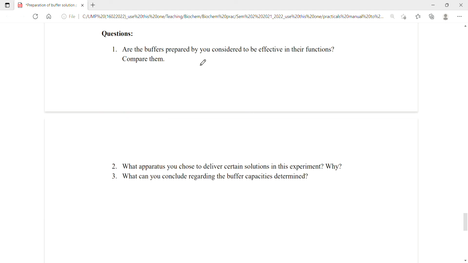Are the buffers prepared by you considered to be effective in their function? Compare them. Most probably you have to compare A and B. What apparatus did you choose to deliver certain solutions in this experiment? What are all these apparatus? Since you are not in the lab, try to figure out what you can conclude regarding the buffer capacity determined.